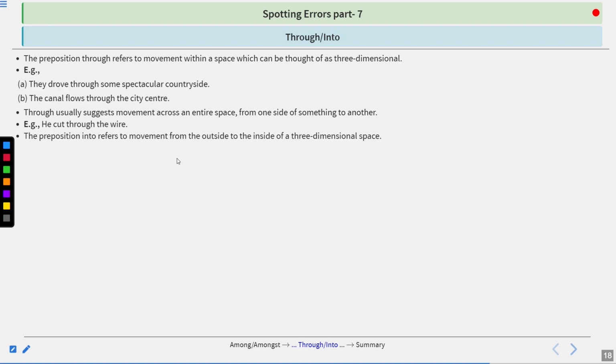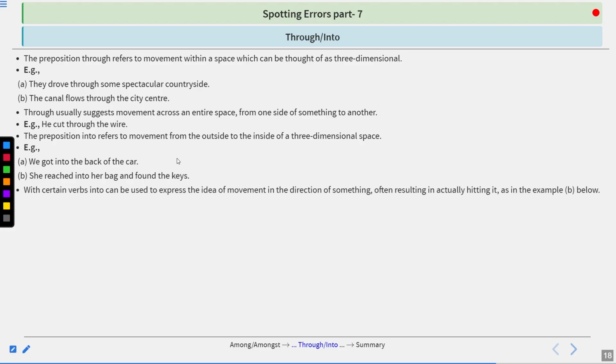The preposition into refers to movement from the outside to the inside of a three-dimensional space. We got into the back of the car. She reached into her bag and found the keys. With certain verbs, into can be used to express the idea of movement in the direction of something, often resulting in actually hitting it, as in example B below. Example: she looked straight into her eyes. She swerved and crashed into the fence.